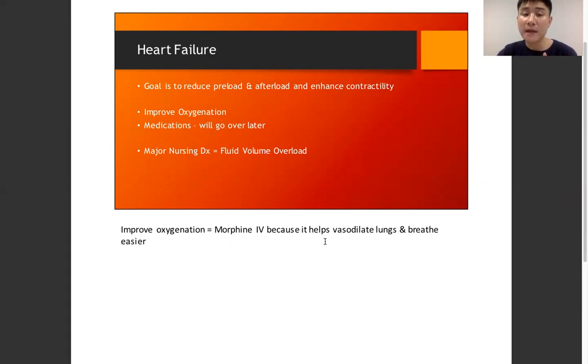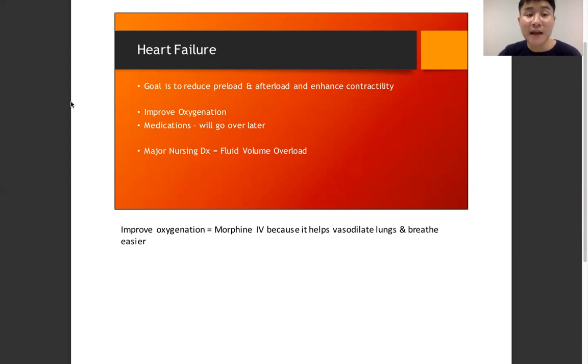We want to give them medication. And one of the major nursing diagnoses for heart failure is fluid volume overload, because these patients have backed up fluid. If they have right-sided, it backs up to the body. If they have left-sided, it backs up to the lung. So fluid volume overload is the major nursing diagnosis for someone who has heart failure.